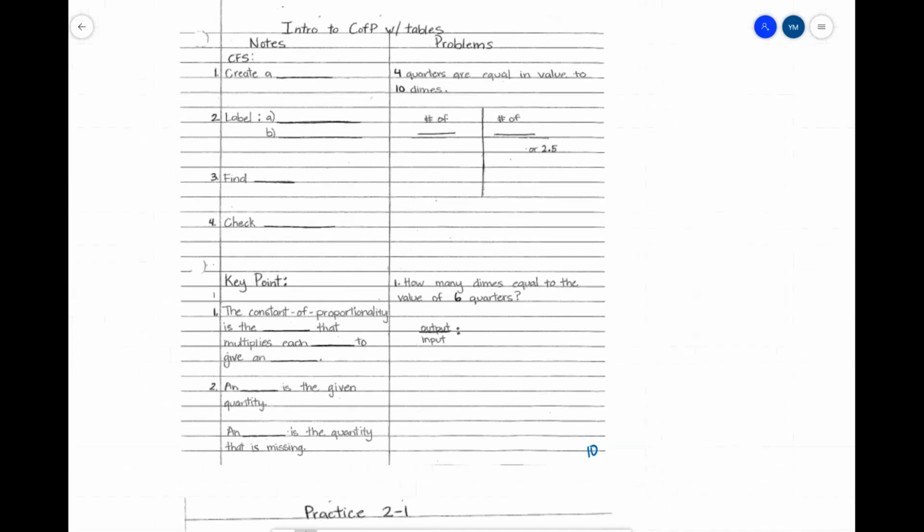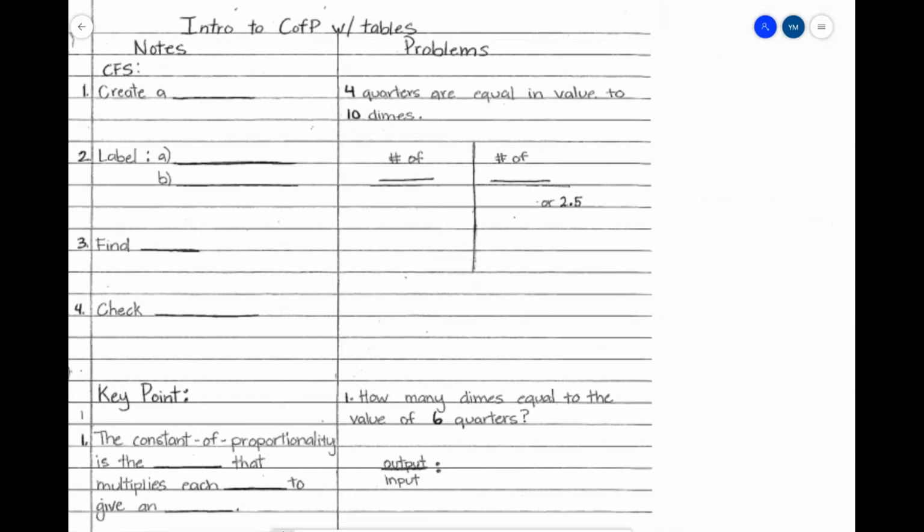Here we have a problem. In this problem, they simply state the following: 4 quarters are equal in value to 10 dimes. Well, that is a fact. 4 quarters equals $1, so 25 cents, 25 cents, 25 cents, 25 cents, equals 10 dimes, which is $1. So here we have the number of quarters, and on the other side, there are 2 quantities. If you notice the comparison, you're comparing the number of quarters with the number of dimes. So we're going to create a table so that we can keep our information organized.